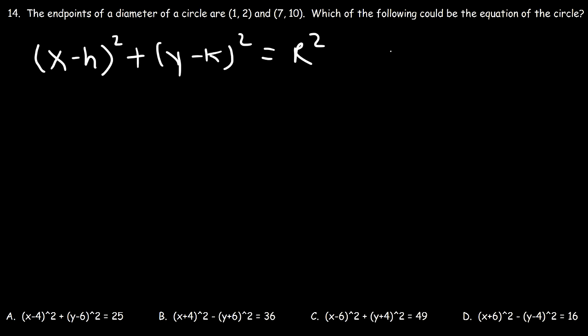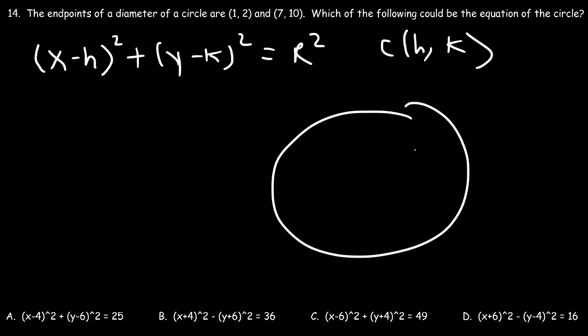Number 14. The endpoints of a diameter of a circle are (1, 2) and (7, 10). Which of the following could be the equation of the circle? To write the equation of the circle in standard form, you need to use this formula. It's (x minus h) squared plus (y minus k) squared is equal to r squared. Now the center is (h, k), and r represents the radius of the circle.